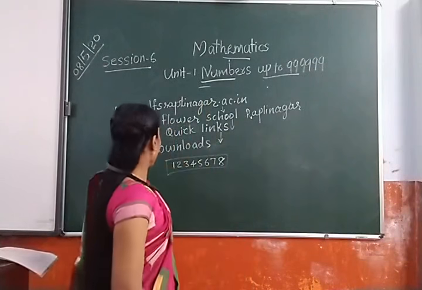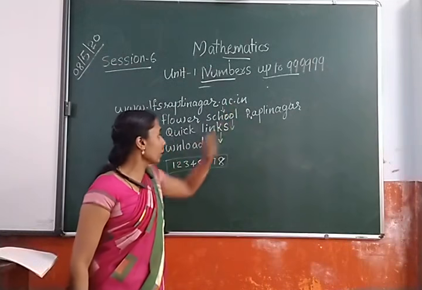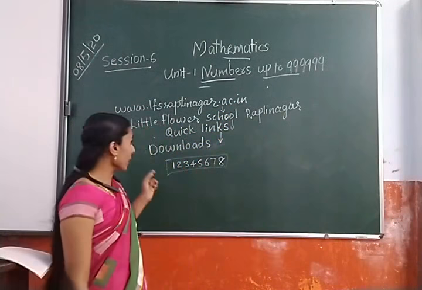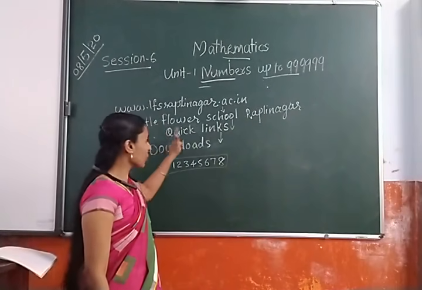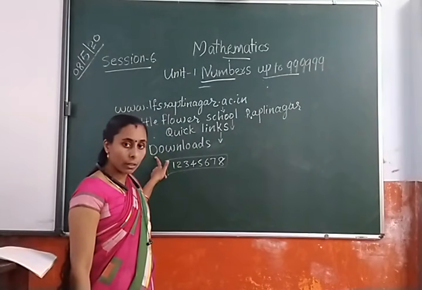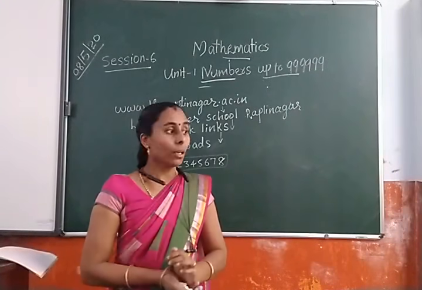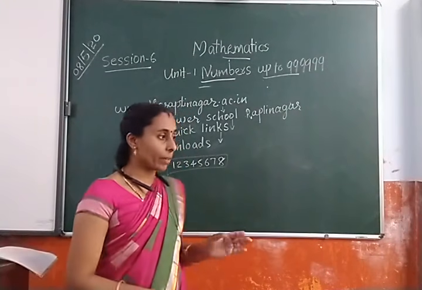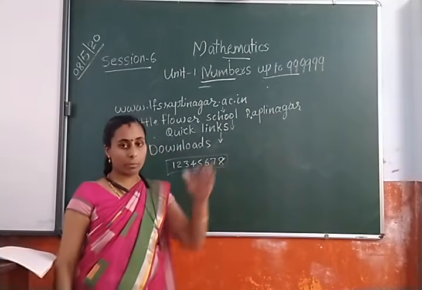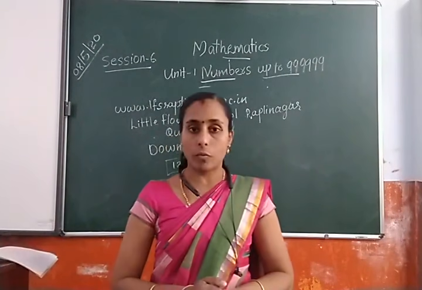First type www.nfsrathinagar.ac.in. Then you will get the page Native Colour School, Rathinagar. Then go to Cube Links. Then press the download option. Then select the homework. You can see the homework from there. Those who want to know the previous day's homework, at the last you can see page numbers 1, 2, 3, 4, 5, 6, 7, 8. When you click each page, you will get each day's homework.